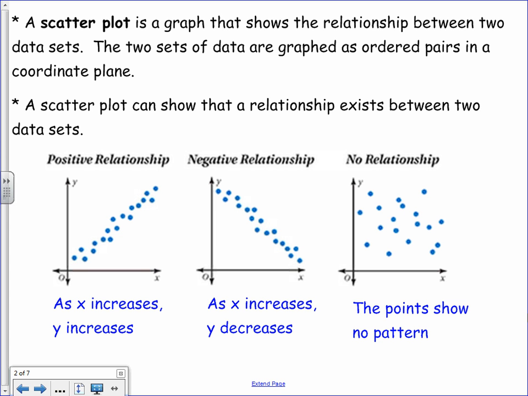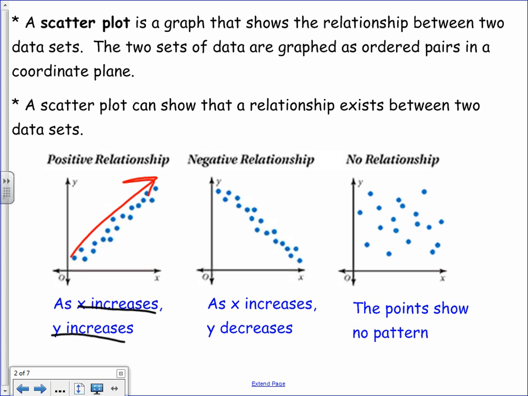Now, a positive relationship is shown in a scatter plot when generally all of your points look like they're increasing. So when generally it looks like they're all going in that upward direction, starting low, going up to the right, that would be a positive relationship. If you think of the slopes of lines, this would show a positive slope. And as x increases, so does y.